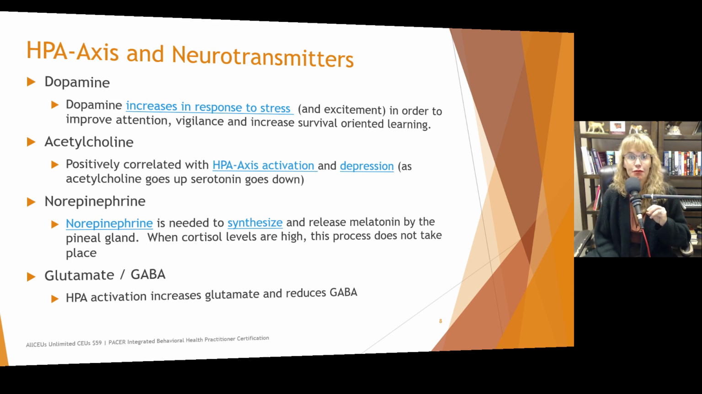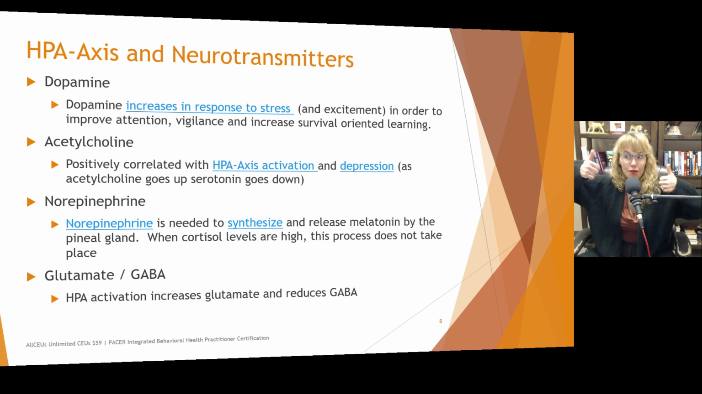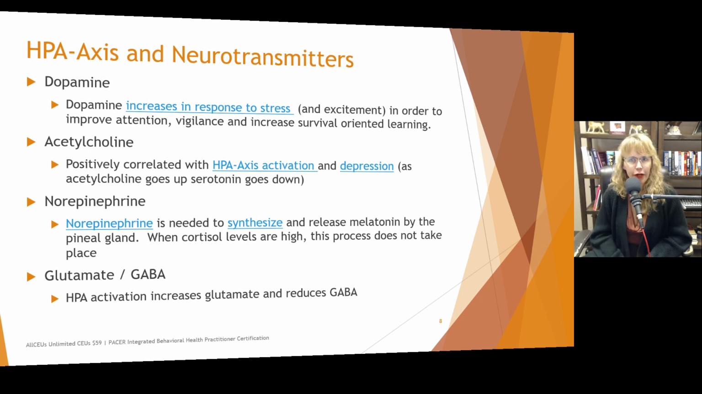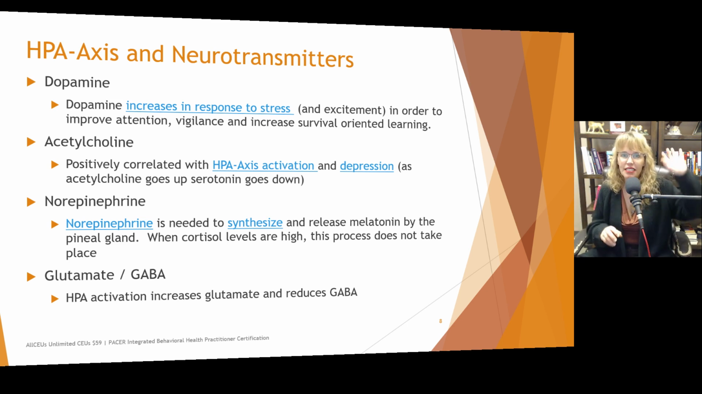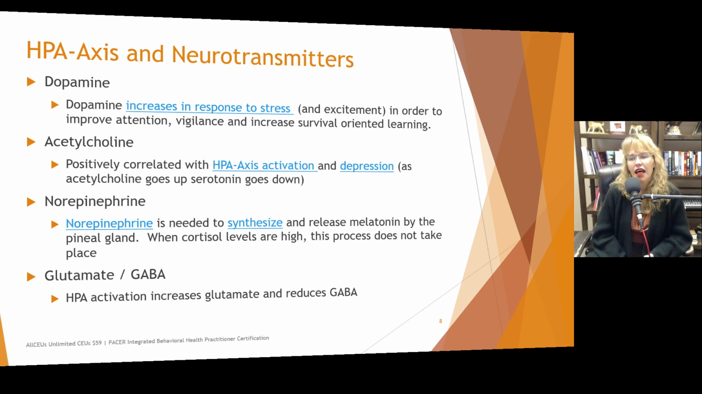Acetylcholine is another neurotransmitter involved in functioning, and it's positively correlated with HPA axis activation in general. In general, as HPA axis goes up, acetylcholine goes up. But interestingly, so does depression. The symptoms of depression, the anhedonia and things like that, do seem to go up as acetylcholine goes up. And they found in some studies that serotonin seems to go down. So there's an inverse relationship between acetylcholine and serotonin.